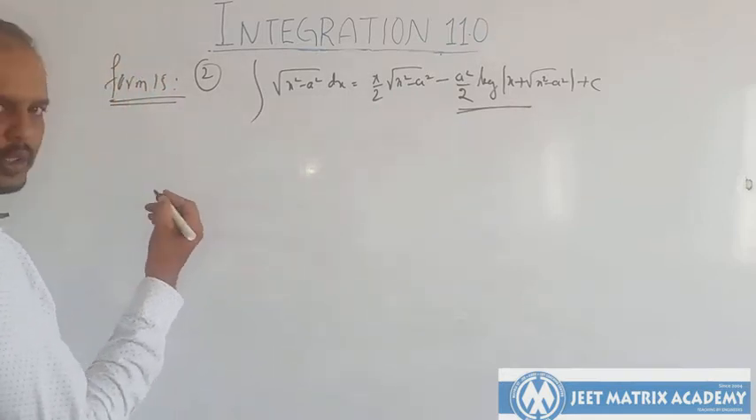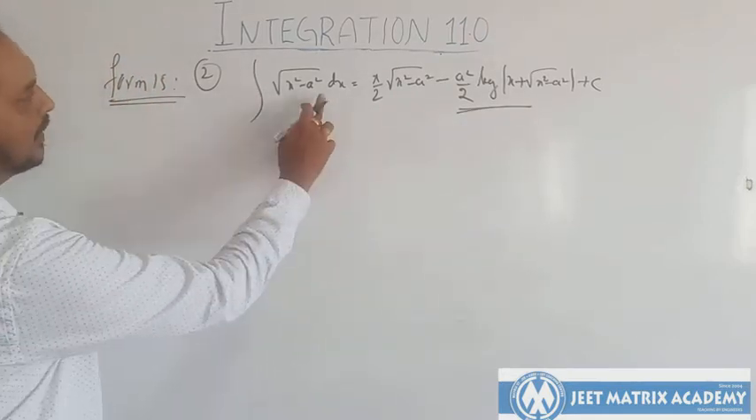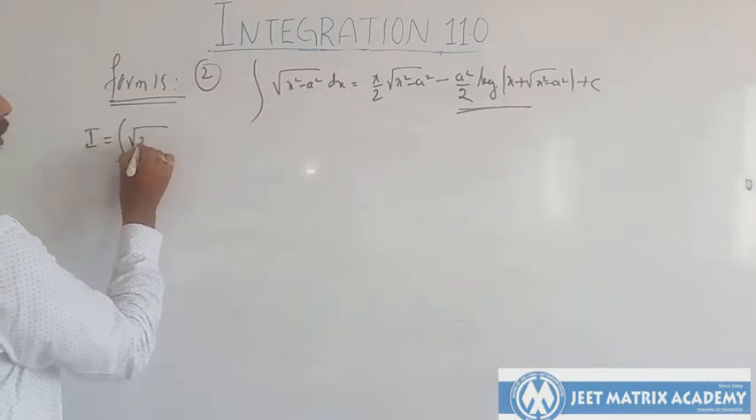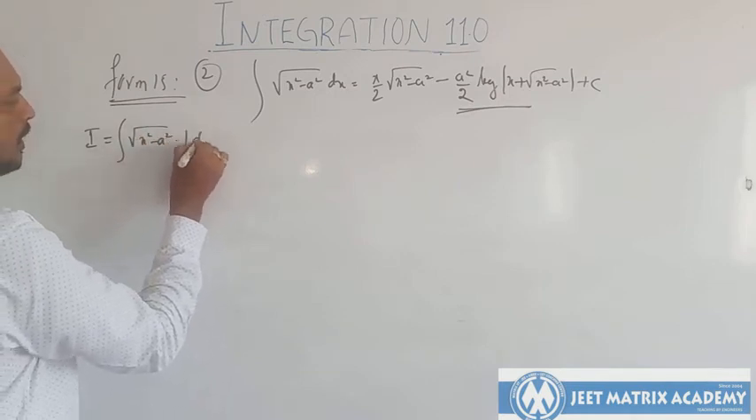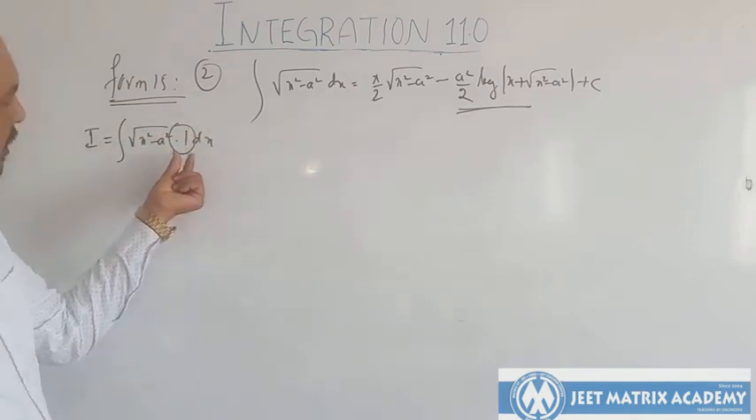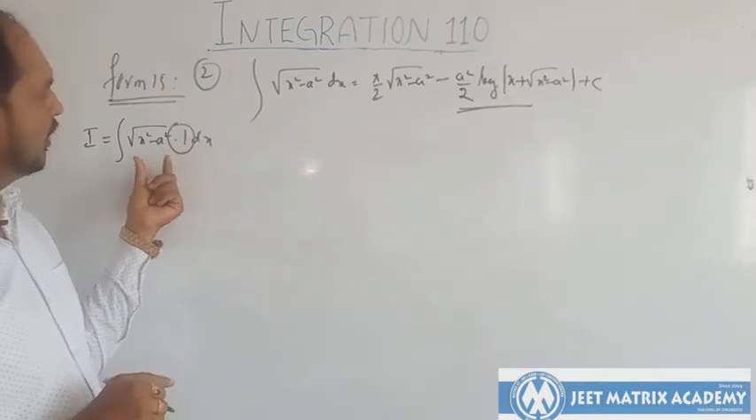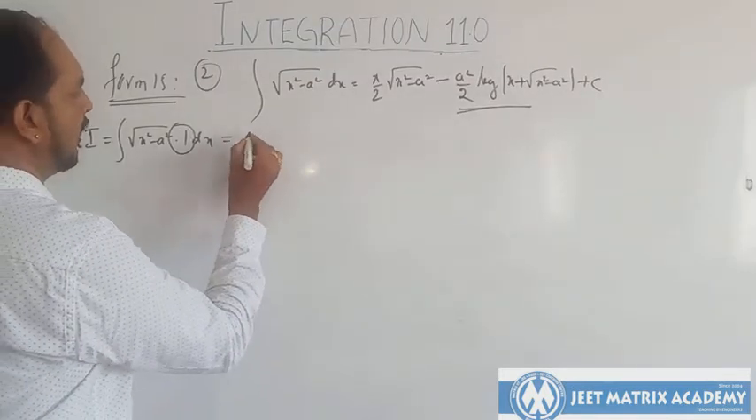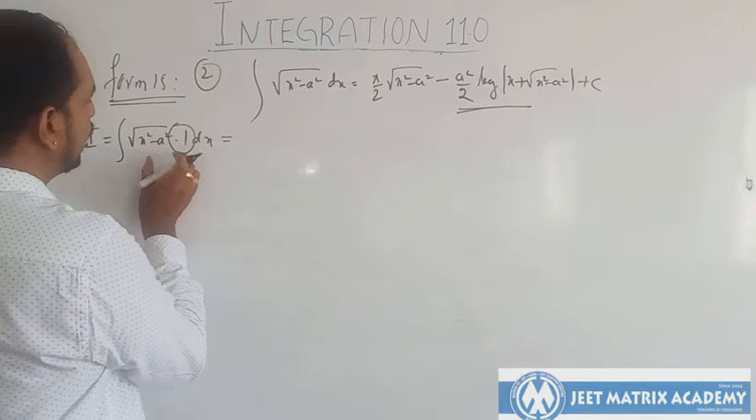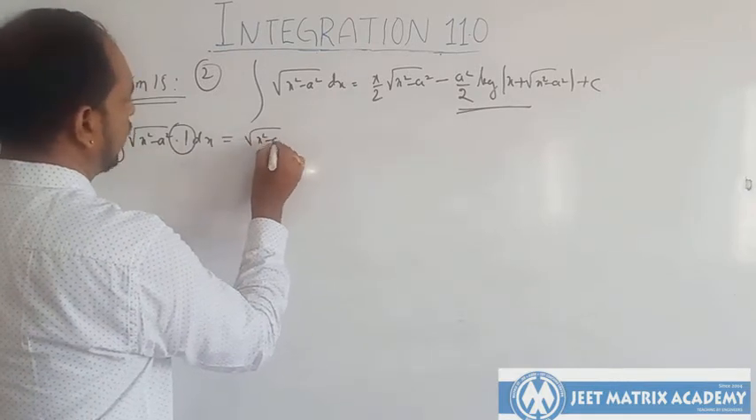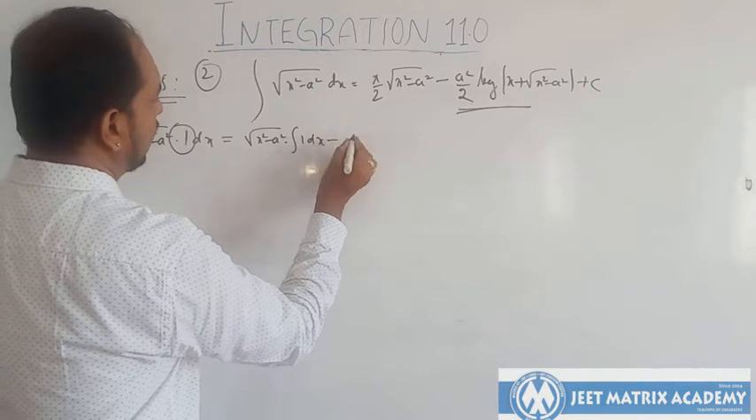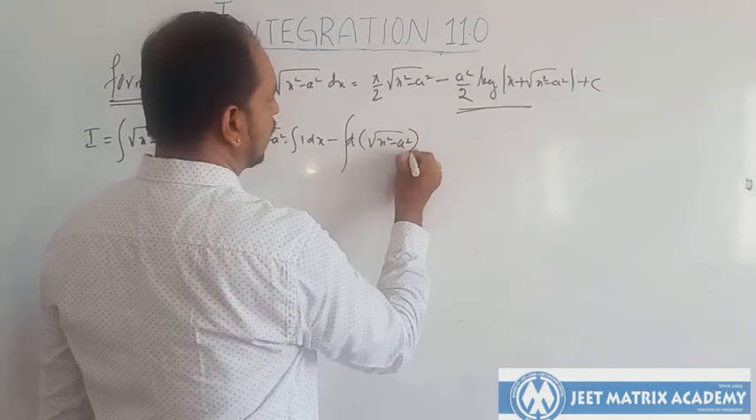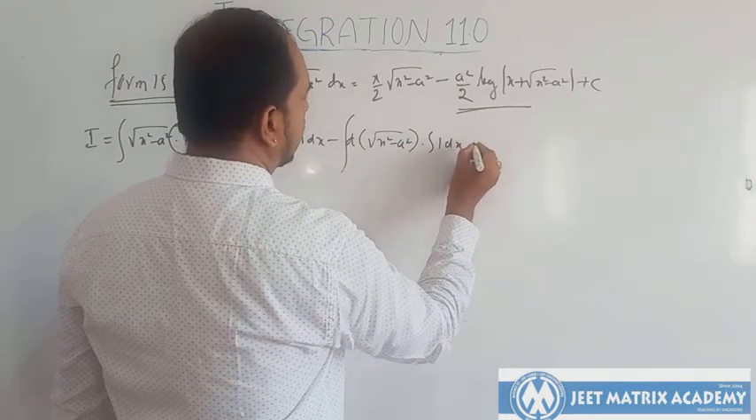So first what you are supposed to do is consider this as I, and multiply by 1. So this is the most important thing, I equal to integration of root of x square minus k square into 1 dx, considering the second function as 1, and apply the ILATE rule and use integration by parts simplification. That means integration of u into v equal to u into integration of v, that is root of x square minus k square into 1 dx, minus integration of differentiation of first function, that is x square minus a square, into integration of 1 dx.